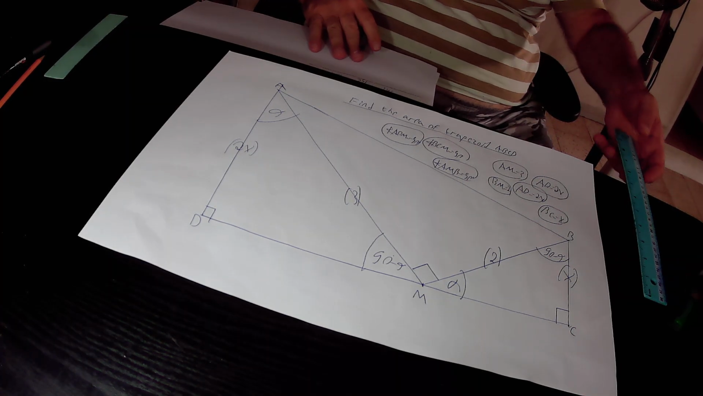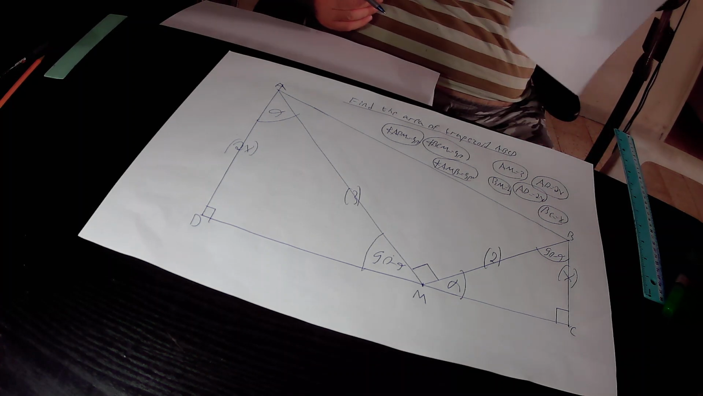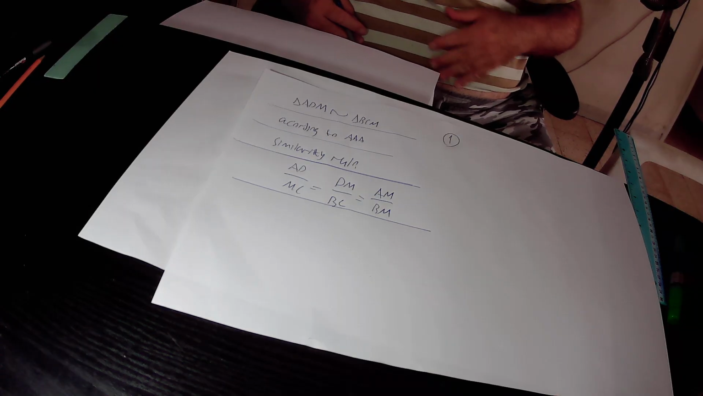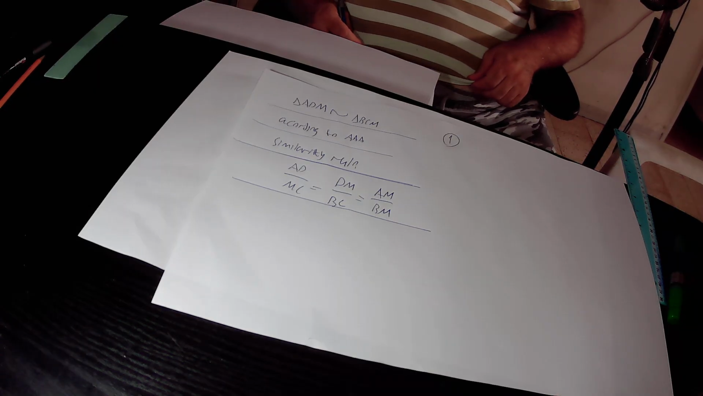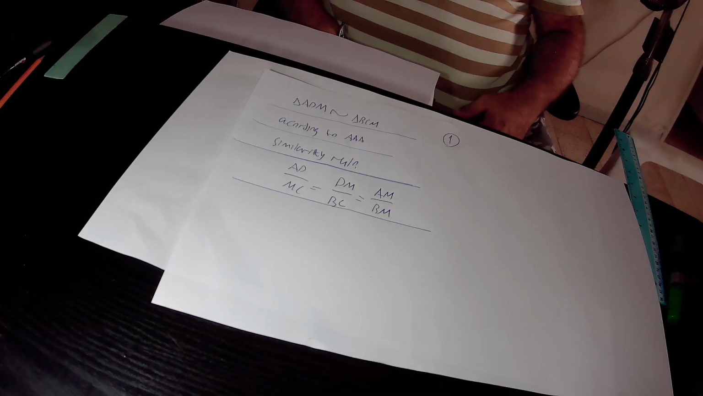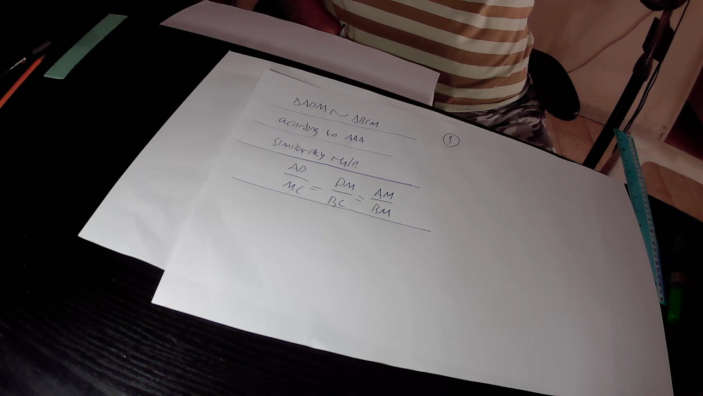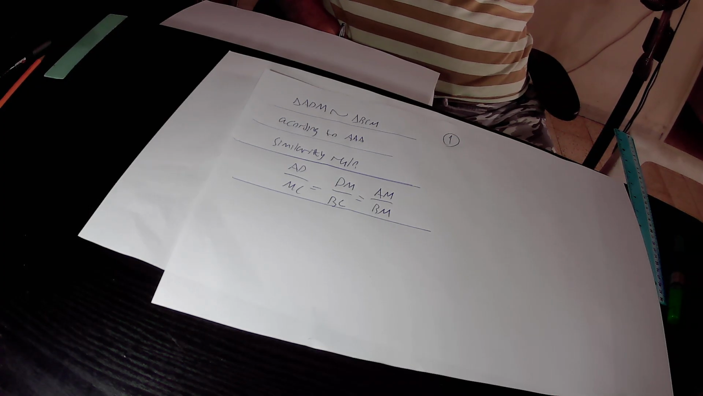So repeat again. We will derive that side AD of the big right triangle ADM over side MC of the small right triangle BCM equals side DM of the big triangle ADM over side BC of the small triangle BCM, and it is also equal to side AM of the big triangle ADM over side BM of the small right triangle BCM.